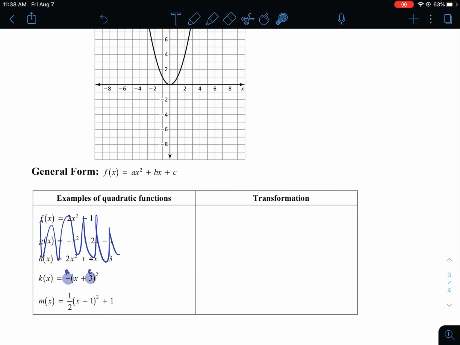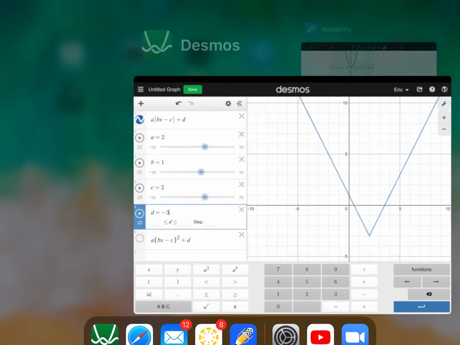So the negative on the outside will flip the graph upside down. And then this 3 on the inside is a horizontal shift. It does not move it to the right 3. It actually moves it to the left 3. So vertically flipped and a horizontal shift left 3. We can verify that by putting this into Desmos.